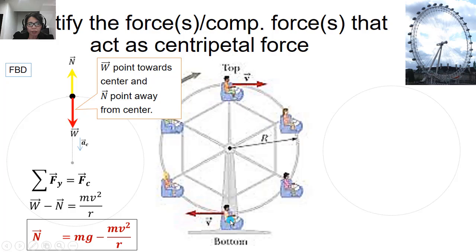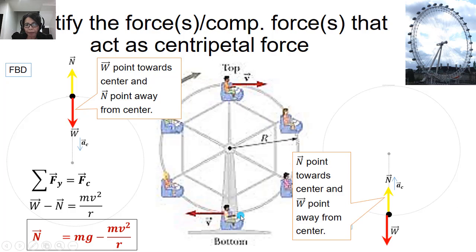So at the bottom of the circle, we still have the normal reaction force acting upward. Because of gravity, we have weight straight downwards. So the forces acting at the bottom will be the normal force and also the weight. From the free body diagram, we can see very obviously at the bottom position, our normal force is the one that points towards the center of the circle. So our normal reaction force will be positive and weight is now pointing away from the center of the circle, so our weight will be negative.